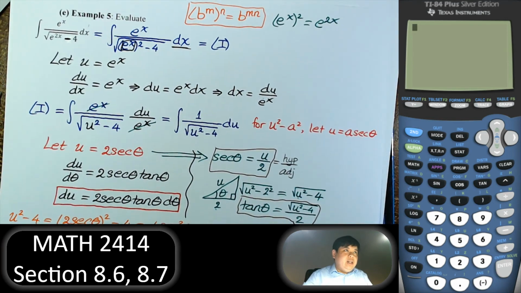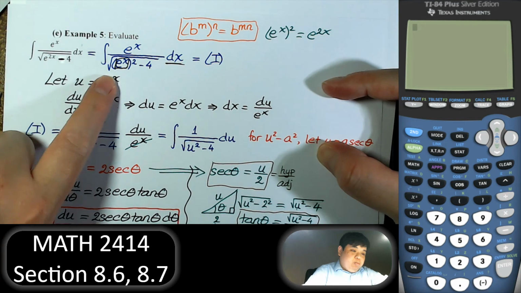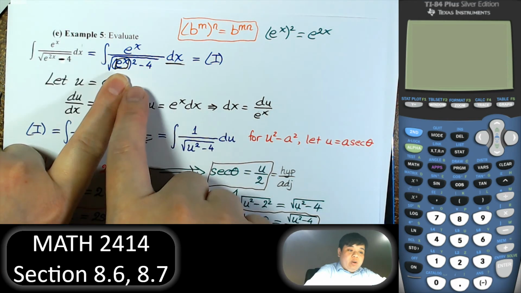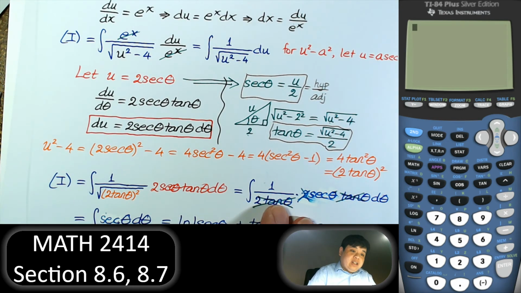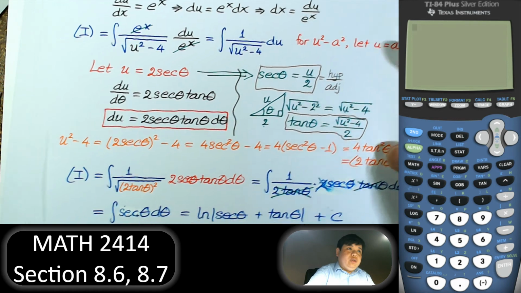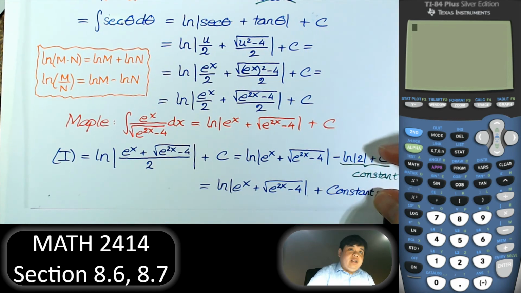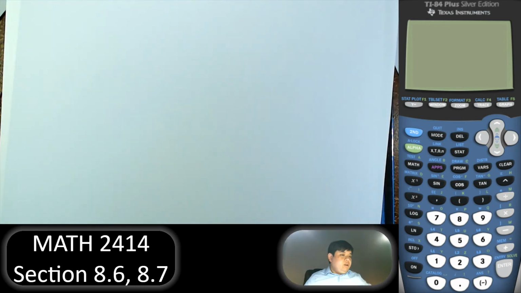Right, so a little creative substitution. We don't let u equal the whole thing. We only let u equal e to the x because that simplifies nicely. And then we have the trig substitution. After that, if we want to, we can simplify this using those properties. Right, next.